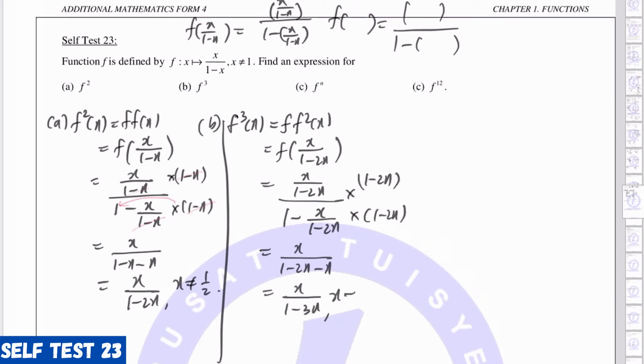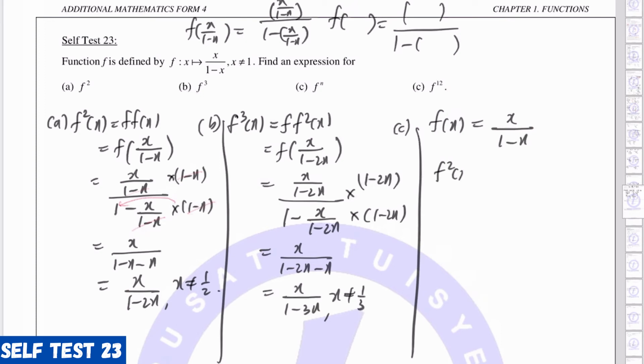Okay, can you see a pattern already? This is much easier compared to the earlier one, right? Because if you do 2 times, you can see a pattern here, right? Okay, you still can't. Let me show you. Okay, let me write down. f(x) is x over 1 minus x. f2(x) is x over 1 minus 2x. f3(x) is x over 1 minus 3x. Can you see the number here? This one. This is 1. This will be 1. This is 2.